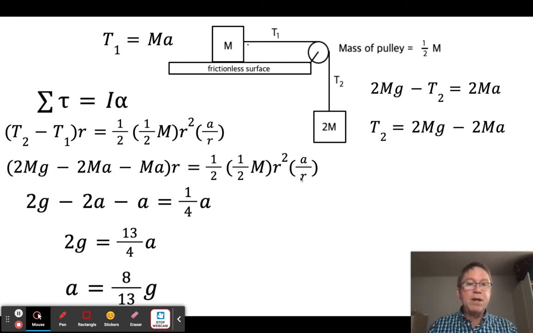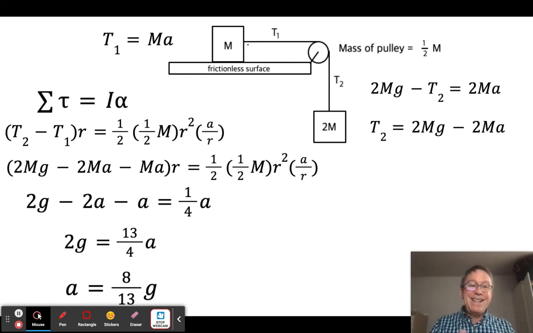When I divide both sides by r, I have r squared in the numerator and r squared in the denominator, so r is gone. I have m across the board, so m's gone. Really, the only trick was this part here. Now I get 2g minus 2a minus a equals, multiplying these together, 1/4 a. Now I add a and add 2a, so I get an awkwardly numbered 13/4 a equals 2g. I'm going to get a by itself by dividing by 13/4, and that gives me a equals 8/13 g.